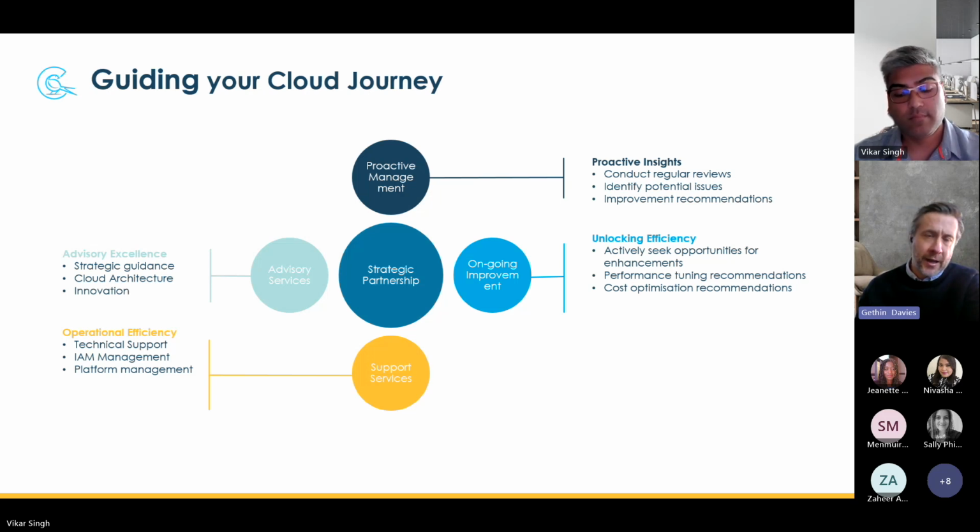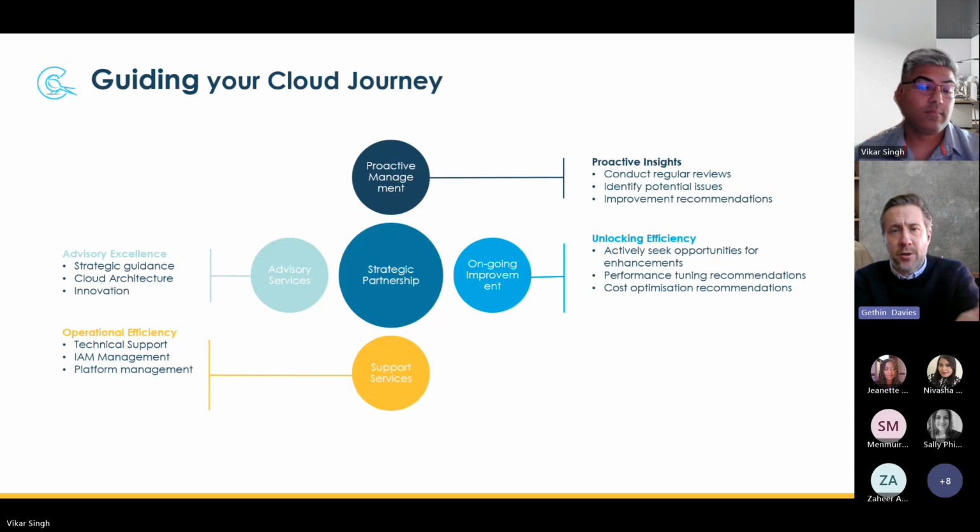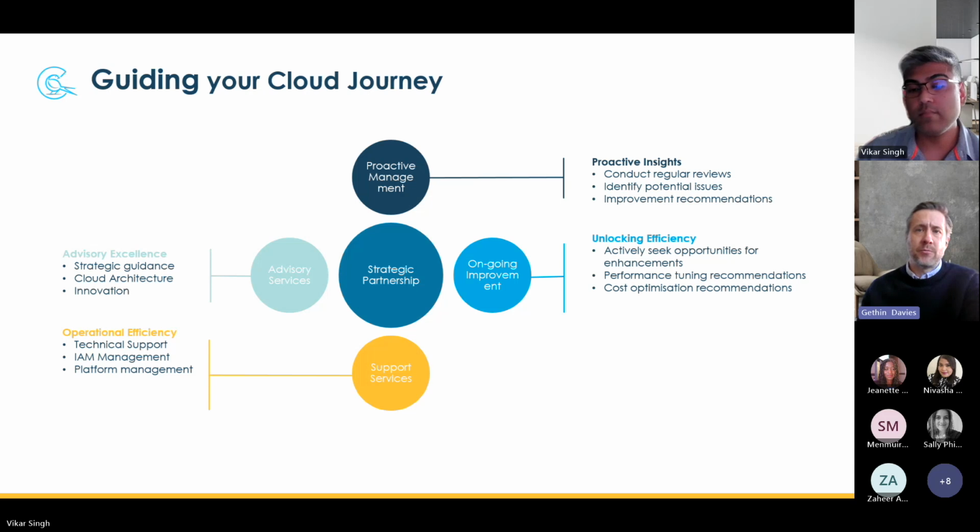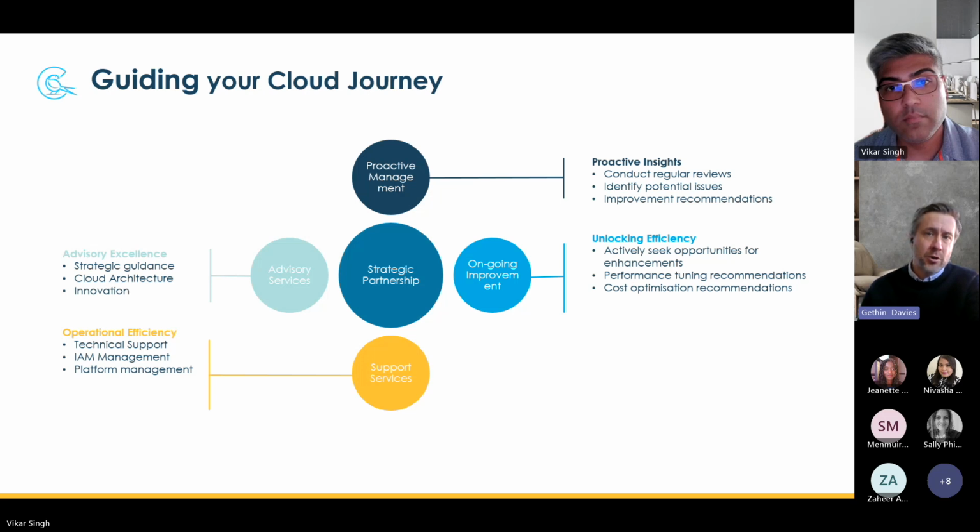We also want to help you with guiding your cloud journey. So another service that we provide is more of an ongoing one. Our support services are designed to ensure that your Azure environment remains optimized and secure, providing continuous value for your business. We offer a strategic partnership that includes proactive management and ongoing improvement. It means regular monitoring and maintenance of your cloud resources, as well as proactive identification and resolution of potential issues before they actually impact your operations.